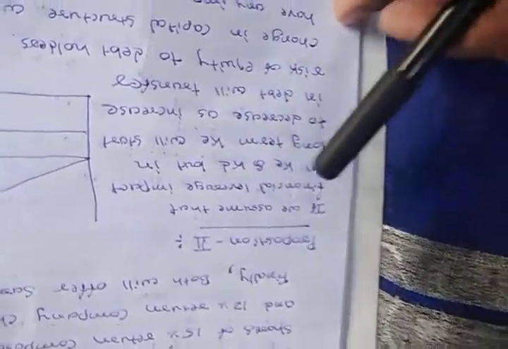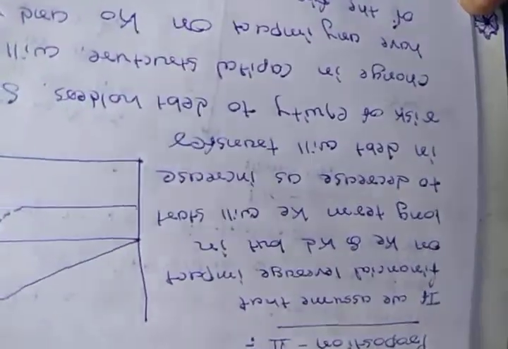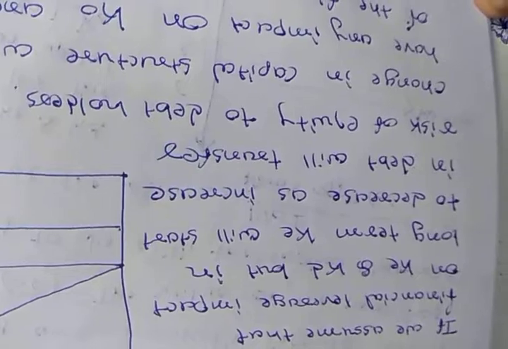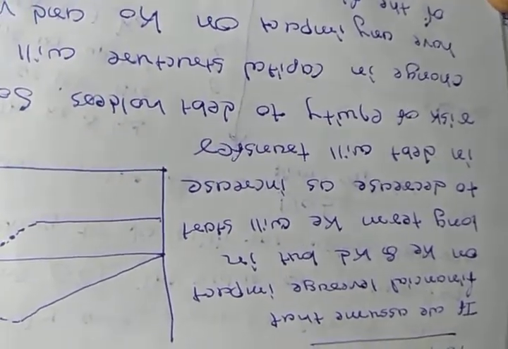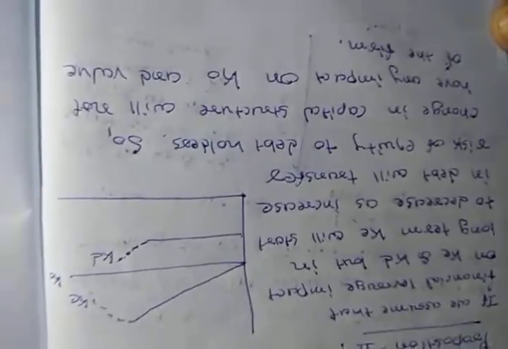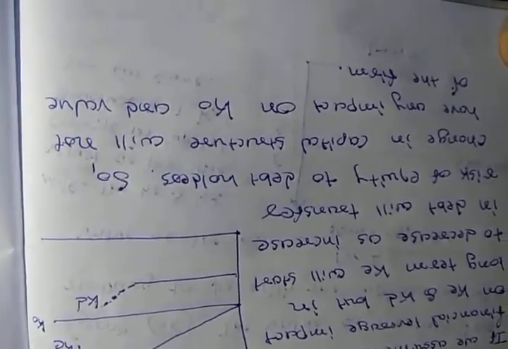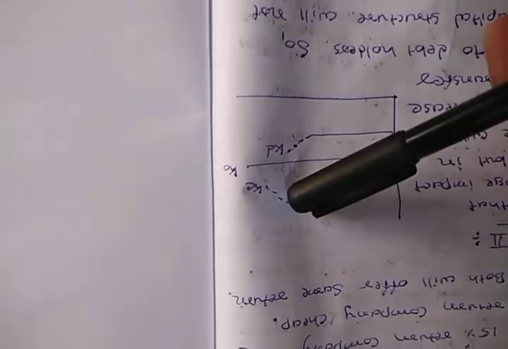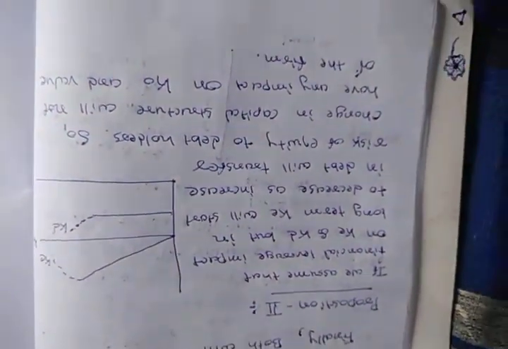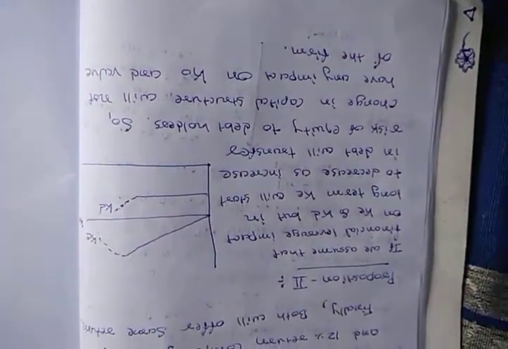So if we assume that financial leverage impacts KE and KD, in the long term KE will start to decrease, as the increase in debt transfers the risk of equity to the debt holder. So a change in capital structure will not have any impact on KO and the value of the firm. What they are saying is that KO remains the same, and accordingly the KE and KD are supposed to be adjusted. So this is your proposition 2, and that's all for this capital structure.